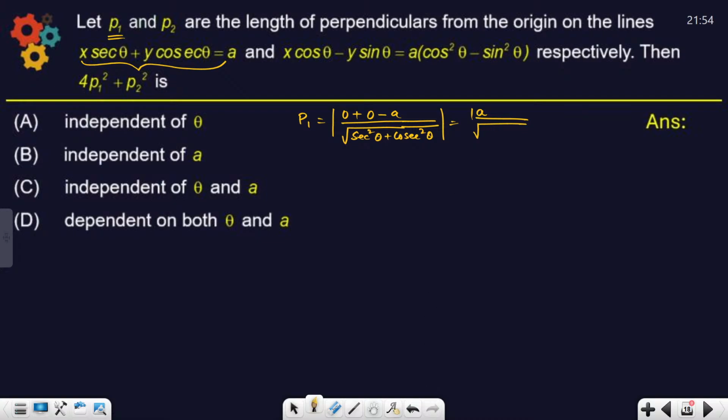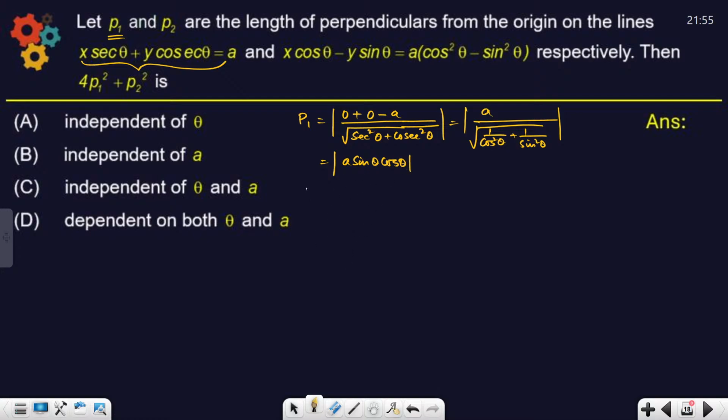Let me just simplify this trigonometric part. So it's your mod A. In the denominator, we are having 1 over sine square theta. So after taking the LCM, it will be A sine theta cos theta. And this is your P1.